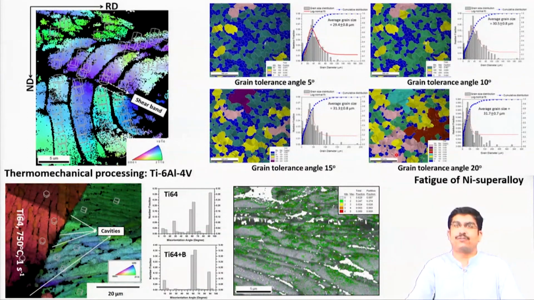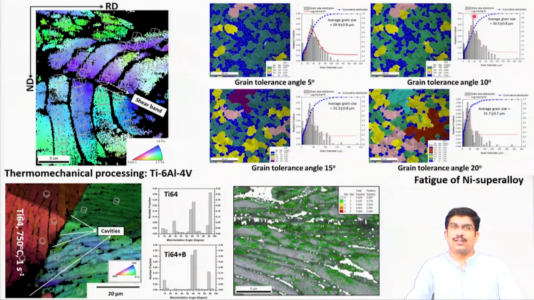For example, I have used it for fatigue of a nickel superalloy. There we were able to see something called macro grains, or clusters of grains, which are responsible for fatigue crack generation under high cycle fatigue conditions. Okay.